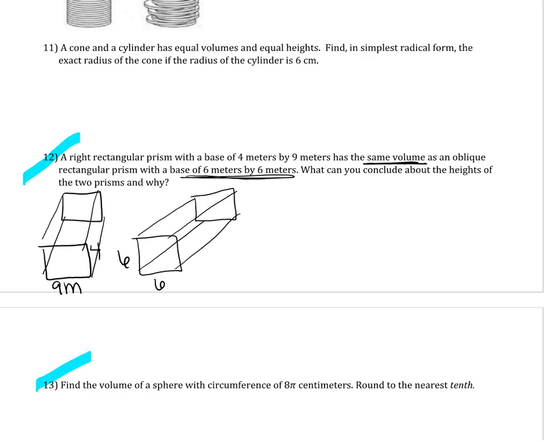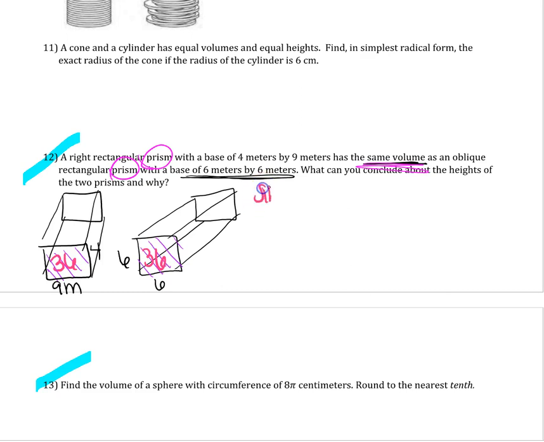Now, these two prisms, which is important to know, it's not a prism and a pyramid, it's two prisms, have the same volume. What can you conclude about the heights of these and why? Well, what's important to note here is the bases. If you calculate the area of the base of each of these, 9 times 4 is 36, 6 times 6 is 36. Their base areas are equivalent. If their volumes are equal, their heights must also be equal. Their volume formulas must check out, and this is Cavalieri's principle.